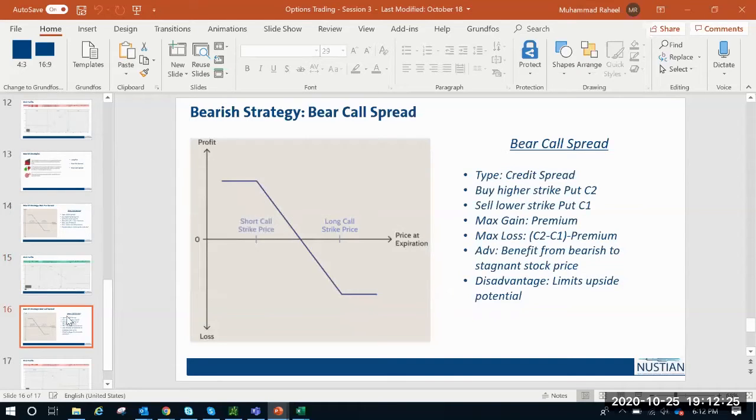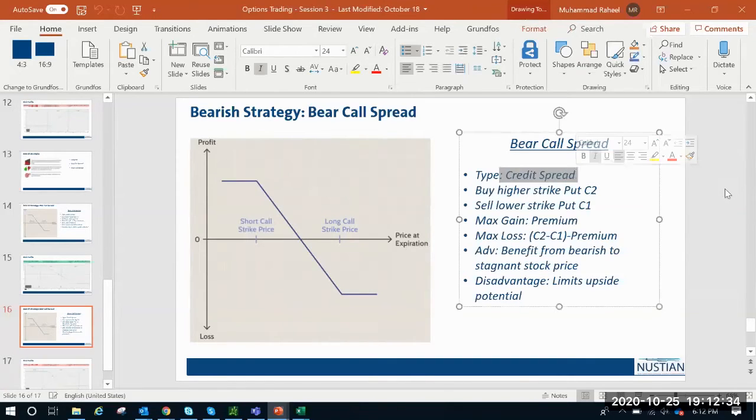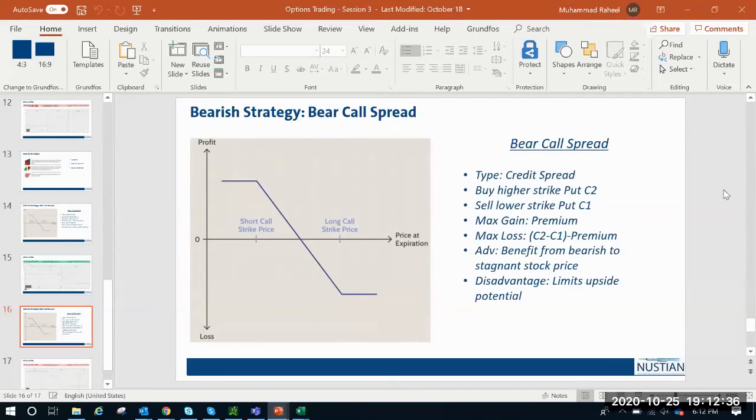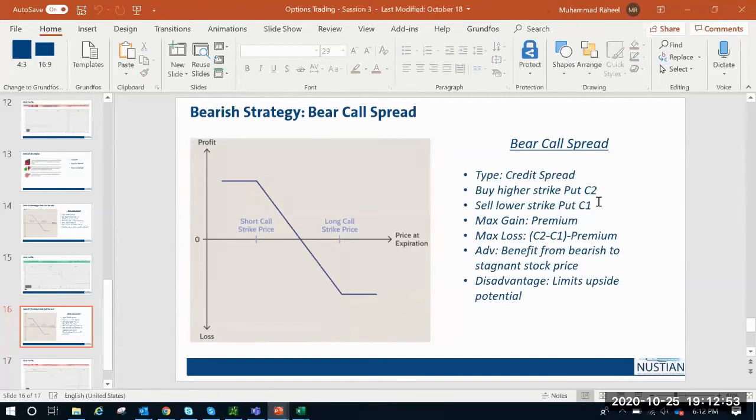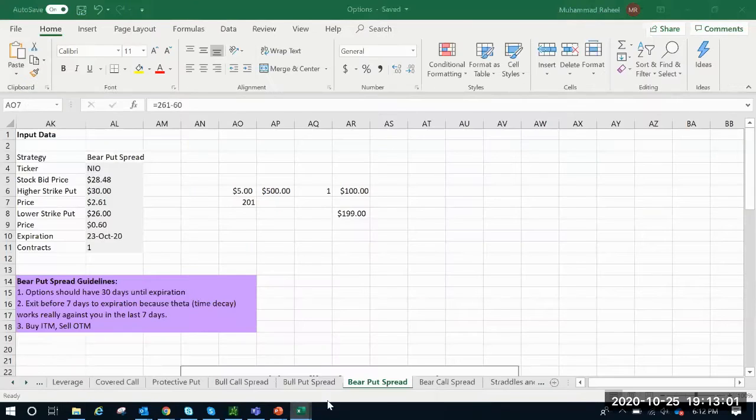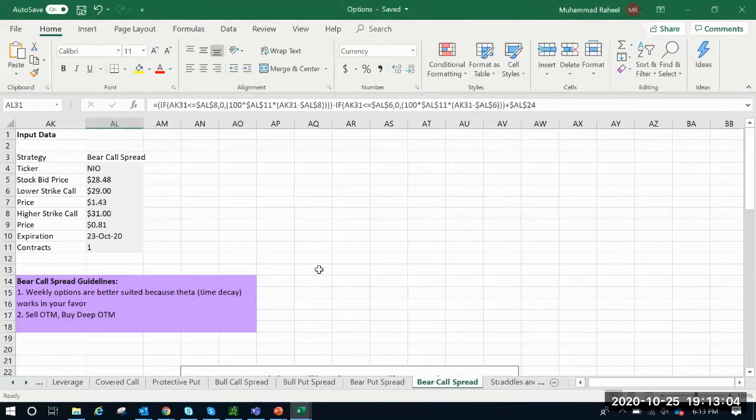Let's talk about another bearish way of being on a stock, but using the credit spreads. And why are these credit spreads? Because you are collecting the money for playing this trade, right? So in here, what you do is you actually use call options, and that's what that middle call means, that you're going bearish but using calls. And the way you do it is you sell a lower strike call, which is going to be expensive, and buy a higher strike call, C2, to offset it. And the best way is to see through the spreadsheet. So I'm going to take a minute here to go on the bear call spread trade.